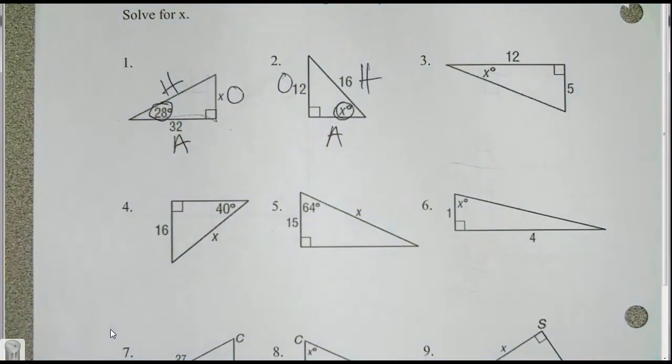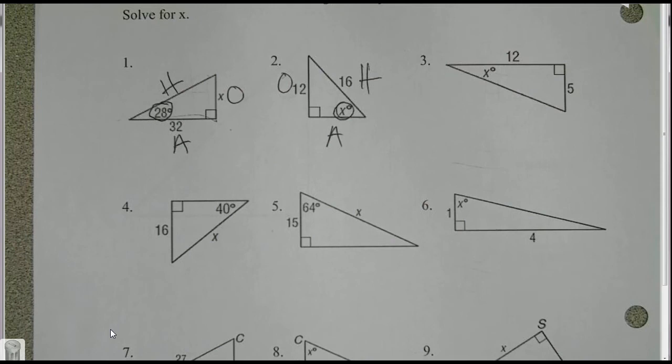So what I want you to do now is pause the video. I want you to finish labeling opposite, adjacent, and hypotenuse for all 12, and then we'll check them.